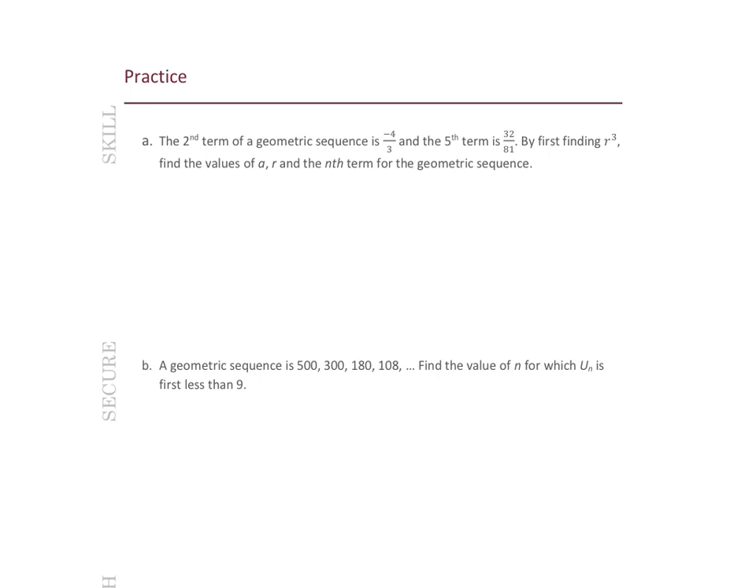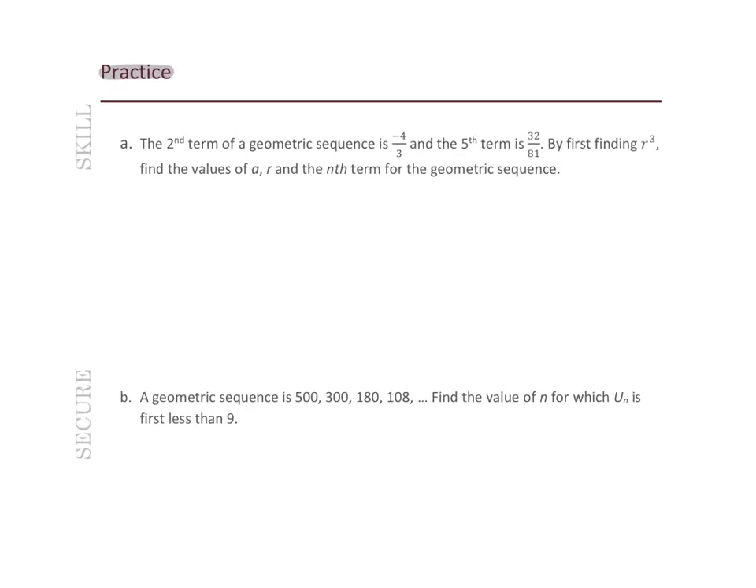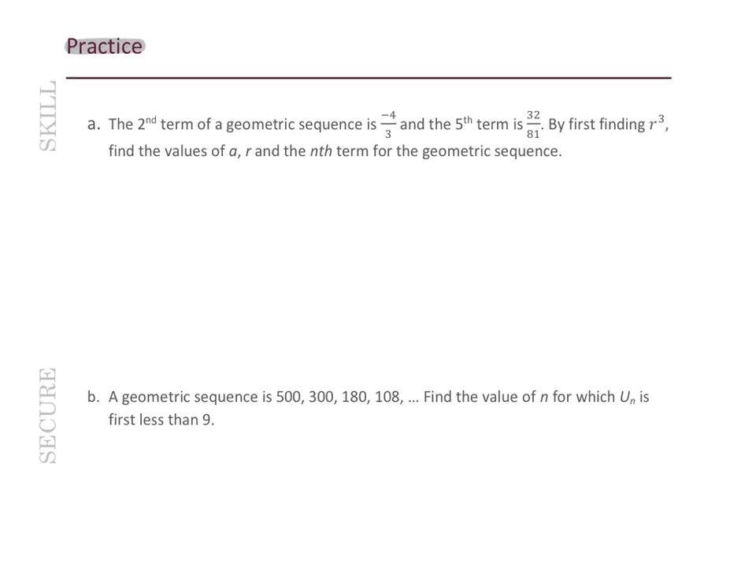Okay, here are the practice questions for geometric sequences. So ideally you want to do these somewhere separately from your notes. Keep your notes nice and separate, nice and neat and tidy, and then we're going to do these somewhere else. Okay, so question 1. The second term of a geometric sequence is this, and the fifth term is this. By first finding r cubed, find the values of a, r, and the nth term.